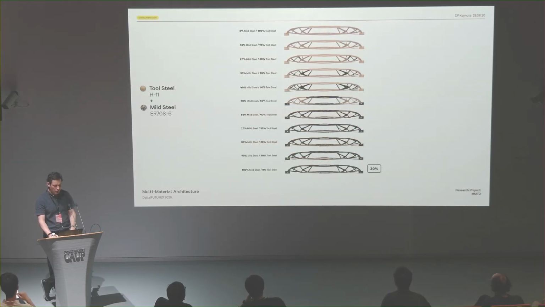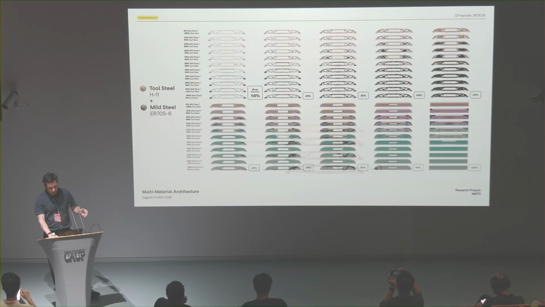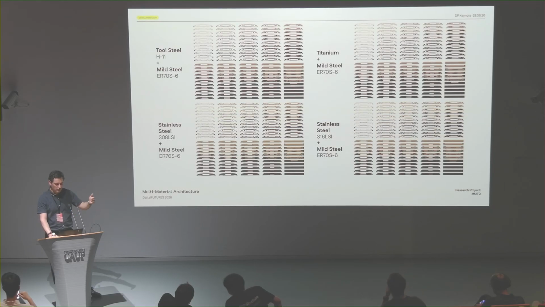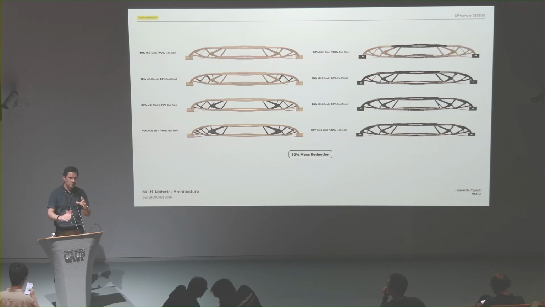So we started with the optimizations, and this one is at 30% volume fraction. So this is 30%, 70% less of the original beam. But of course, you can start to increase the volume fraction, all the way to 100%. You can mix different materials together, different types of metal.